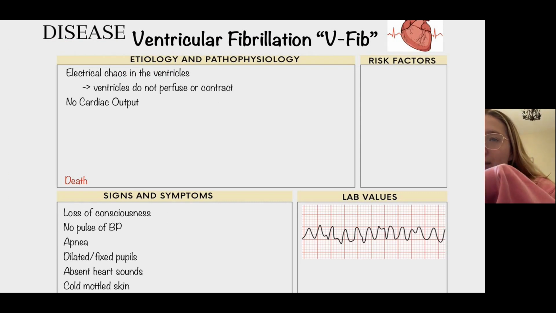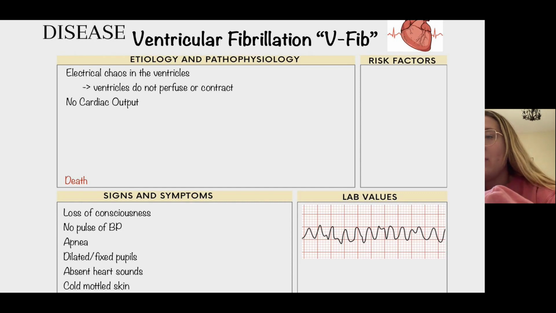V-Fib, on the other hand, this is just absolute electrical chaos in the ventricles, in which the ventricles are not perfusing, they're not contracting, they're kind of just flopping all over the place. This will have no cardiac output. So what do we know about no cardiac output? That means no pulse. So what do we do? We assess their pulse, we assess their BP. What are some symptoms of someone who's dead? Apnea, dilated or fixed pupils, absent heart sounds, cold, mottled skin.